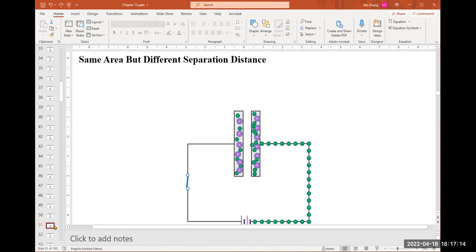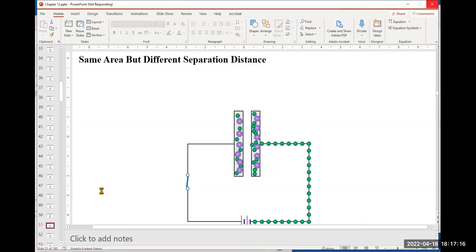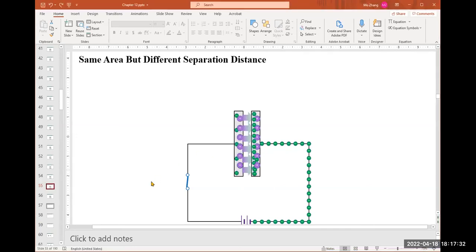Oh, I think my PowerPoint froze. Just give me 1 second. Just too many slides here, 190 slides, so my computer froze. I just need 10 seconds for this to be released. Okay, now it's good.